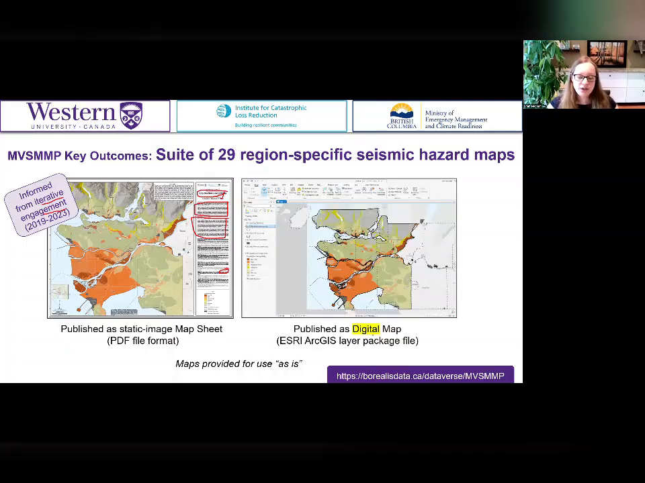We also heard the audience saying that they wanted access to the digital version of the map. And for the first time, we've released all 29 maps available as digital ArcGIS layer package files. So why we chose that is because the map will load exactly what it looks like from the map sheet. You then have the ability to play around with it and change the colors if you want, although we worked really hard on choosing the colors, and we have reasons why those colors were chosen. But essentially, we want to provide you products that you can use the map as is.